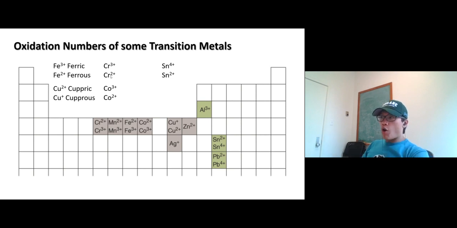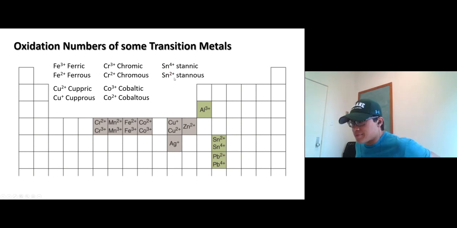I'll have you guess. Chromium: Cr3+, chromic. Cr2+, lower oxidation number by 1, what do we call it? Chromous. Okay? Cobalt, we go cobaltic. Co2+, we go cobaltous. Tin: Sn stands for stannum, so we call it stannic. Sn4+, which is the regular oxidation number of tin, we call stannic. It comes from stannum. And Sn2+, we call stannous.